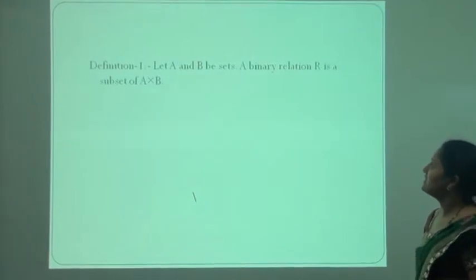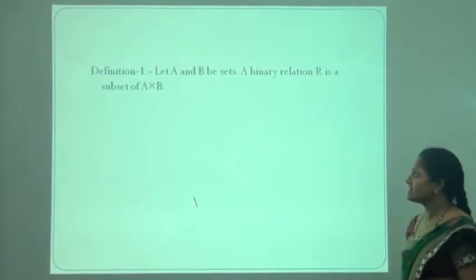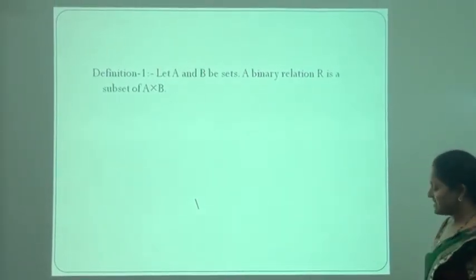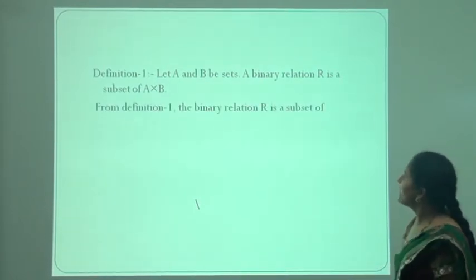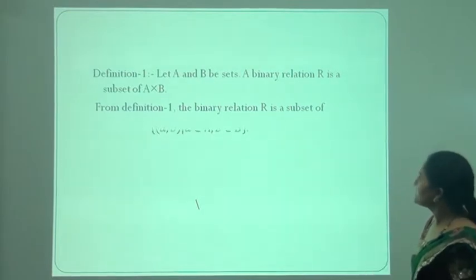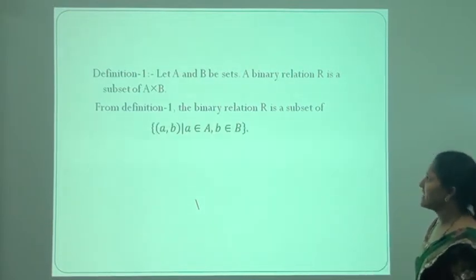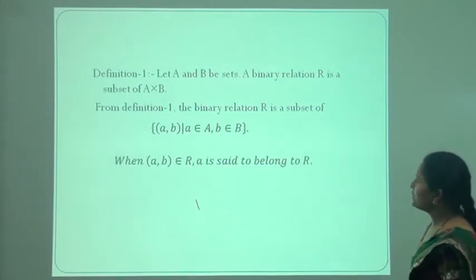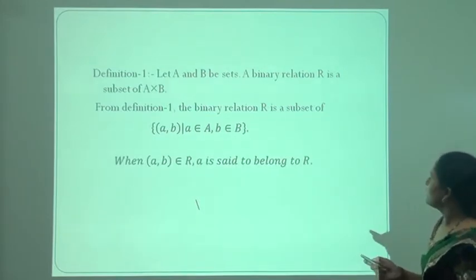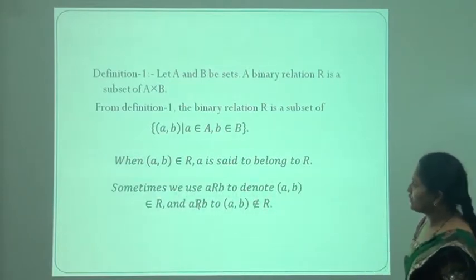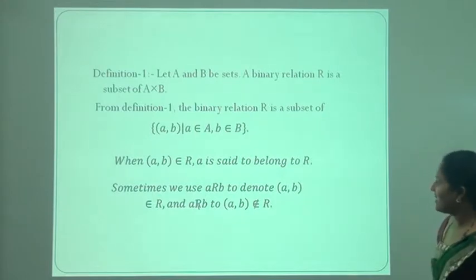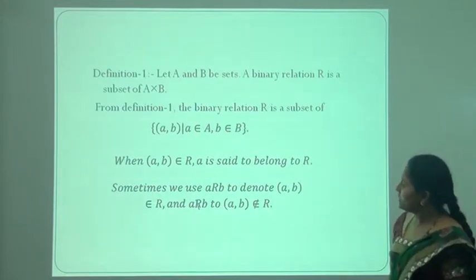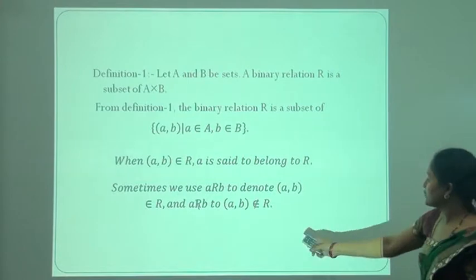Mathematically, let A and B be two sets. A binary relation R is a subset of A cross B. From this definition, the binary relation R is a set of pairs (a, b) such that a belongs to A and b belongs to B. When (a, b) belongs to R, a is said to be related to b. Sometimes we use aRb to denote (a, b) belongs to R, and a not related to b to denote (a, b) does not belong to R.